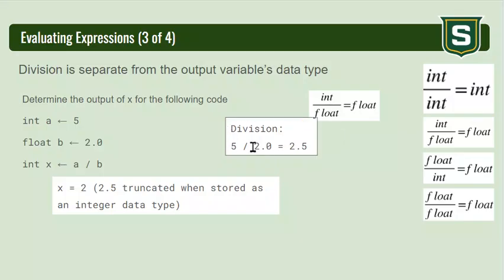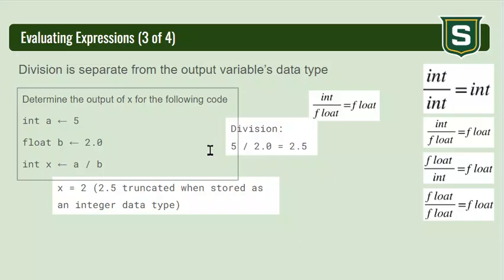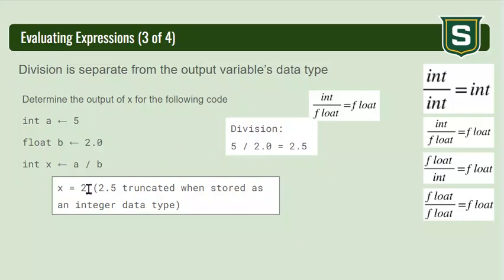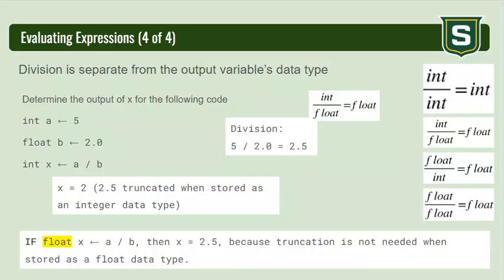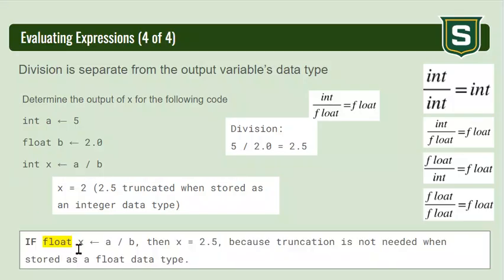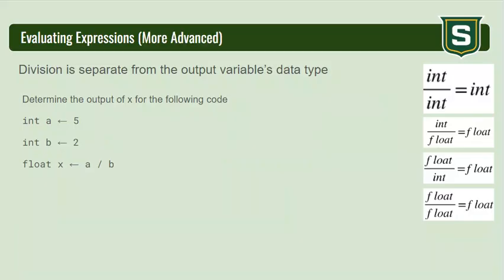Okay, so 5 divided by 2.0 is going to give you a 2.5, but the computer is only able to store an integer. So only the 2 is stored. The 0.5 is truncated or cut off. If x was assigned as a float data type or float value, the entire answer 2.5 would be able to be stored. Pause the video and try this example.